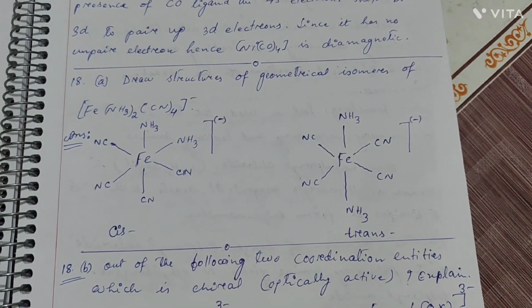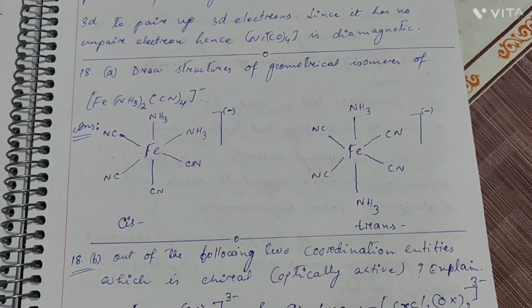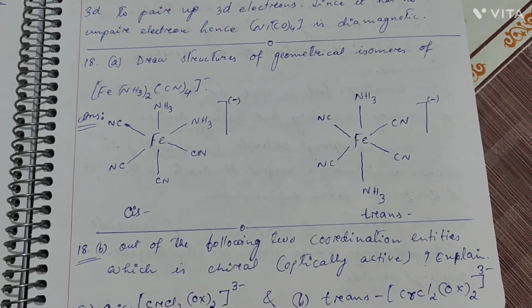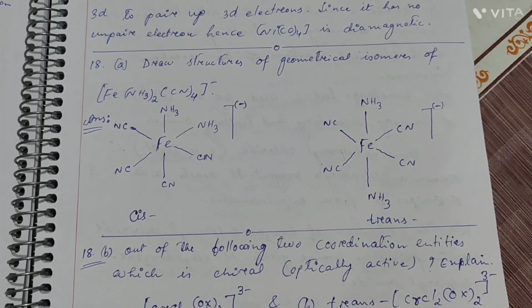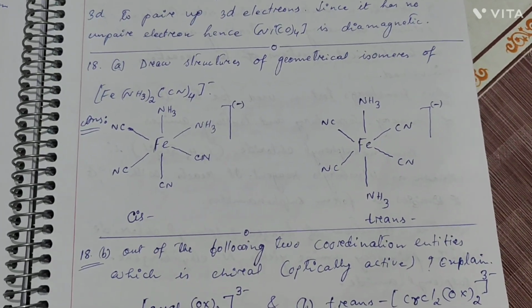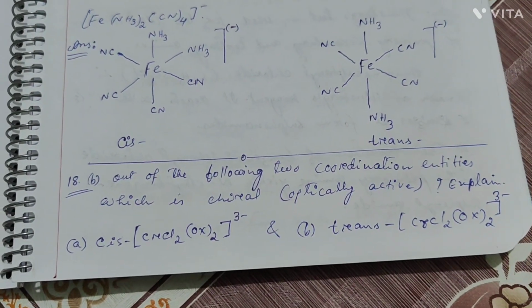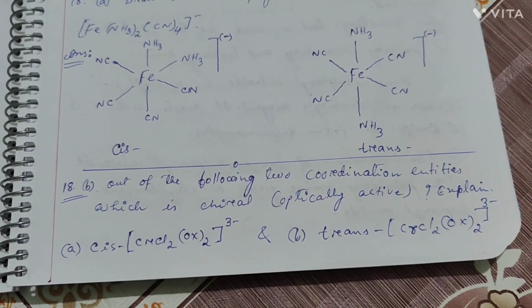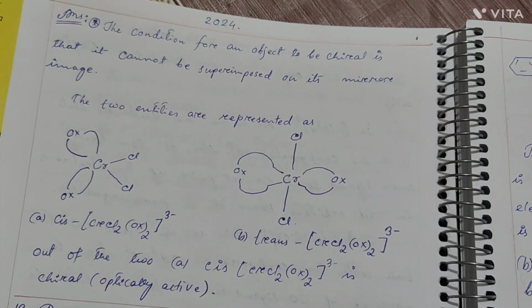Draw the structures of geometrical isomers of [Fe(NH3)2(CN)4]-. As we know, geometrical isomers are of two types. One is called cis, another one is called trans. This is the answer. Number 18, out of the following two coordination entities, which is chiral, optically active? Explain. The answer is given here.